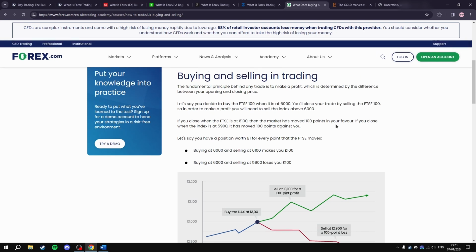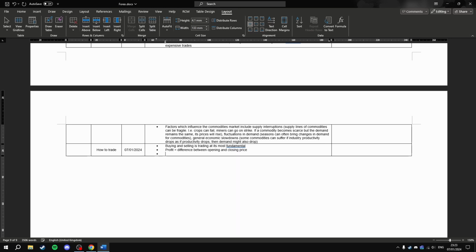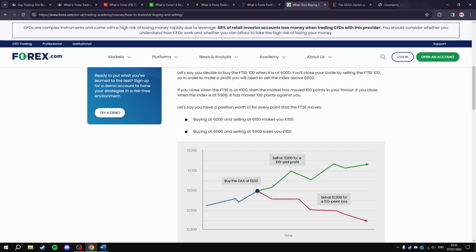Buying and selling and trading. The fundamental principle behind any trade is to make a profit, which is determined by the difference between your opening and closing price. Profit equals difference between opening and closing price. Let's say you decide to buy the FTSE 100 and it's at 6,000. You'll close your trade by selling the FTSE 100. So in order to make a profit, you will need to sell the index above 6,000.